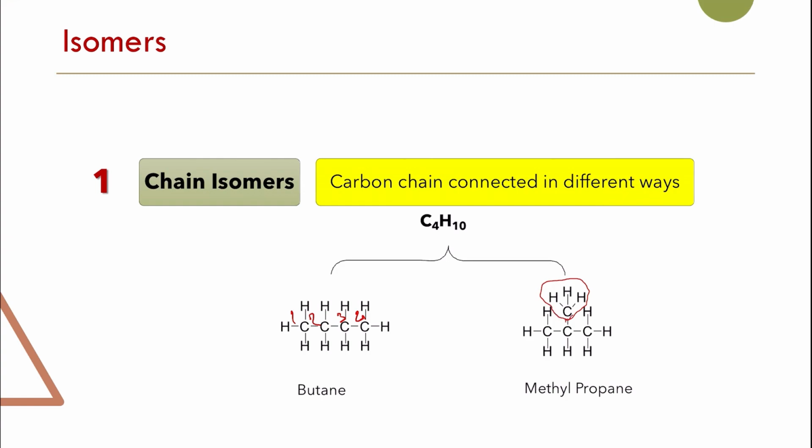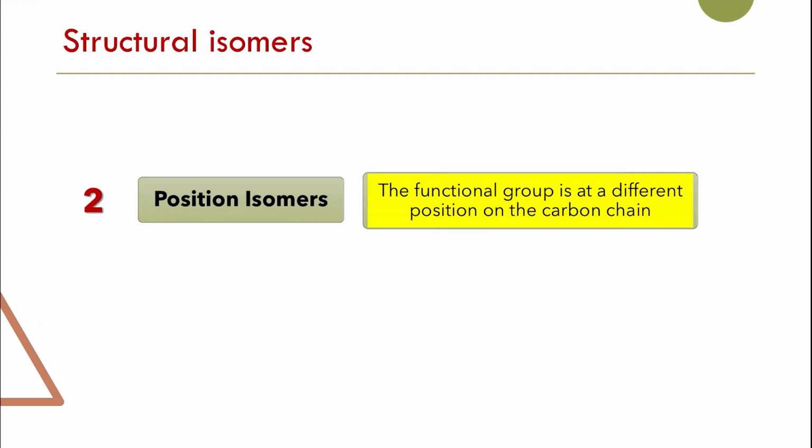There is a methyl group here coming from carbon number 2. So the four carbon atoms are not connected in a chain, but there is some change here. There is a branch here. So these two are two different compounds. They both are alkanes. These two are chain isomers. They have the same chemical properties because they have the same functional group. However, they have different physical properties because they are different compounds.